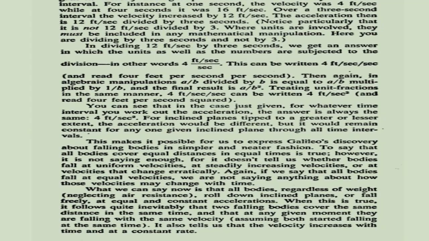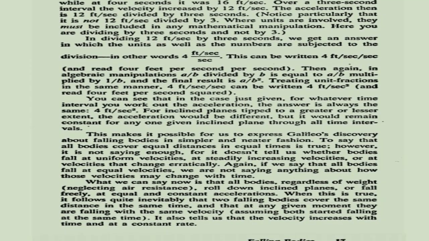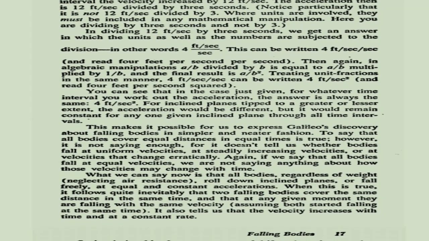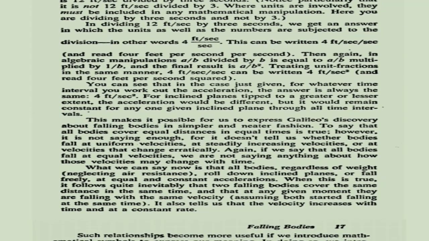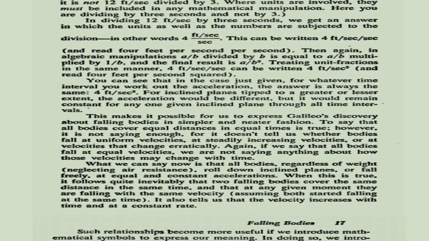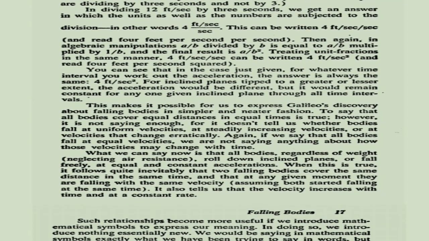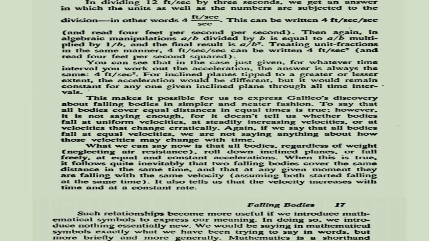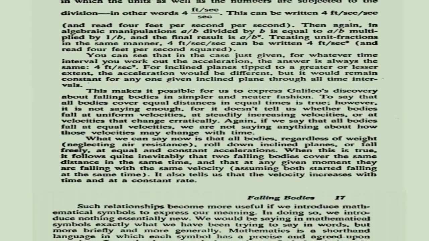For instance, we have just been considering the case of an acceleration from rest of 4 feet per second squared. This means that at the end of 1 second, the velocity is 4 feet per second. At the end of 2 seconds, it is 8 feet per second. At the end of 3 seconds, it is 12 feet per second, and so on. In short, the velocity is equal to the acceleration multiplied by the time. If we let v stand as a symbol for velocity and t for time, we can say that in this case, v is equal to 4t.